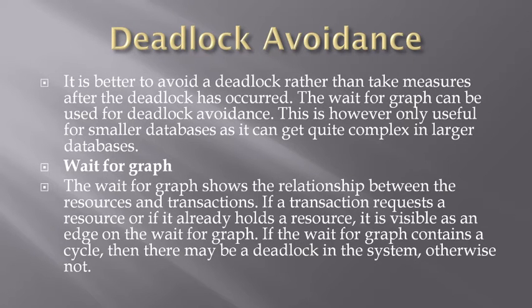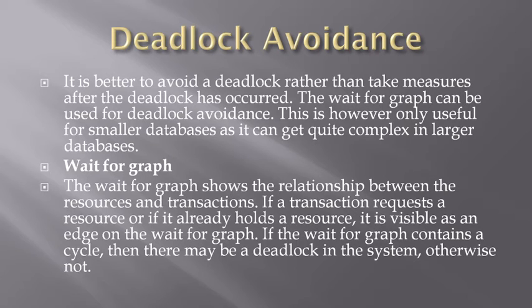Next one is deadlock avoidance. So how do we avoid the deadlock? Before transactions come into the system, we have to allocate resources so that they don't enter a deadlock condition. Like that, we have to write a program; that is called deadlock avoidance. The better way is to avoid a deadlock rather than take measures after the deadlock has occurred. The wait-for graph can be used for deadlock avoidance. Once we make a relationship between the transactions and resources, we get an idea how the resources are allocated and how the transactions are executed on the database.